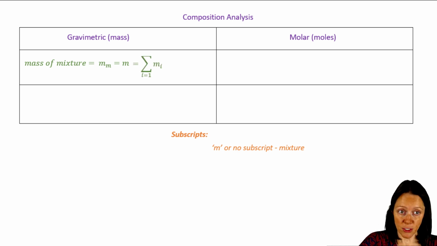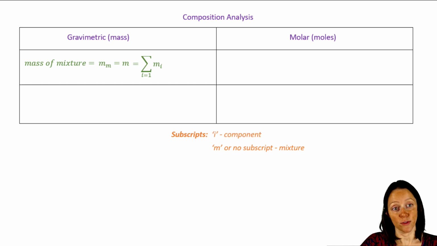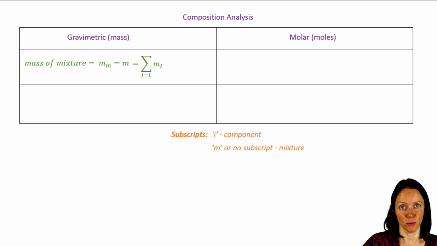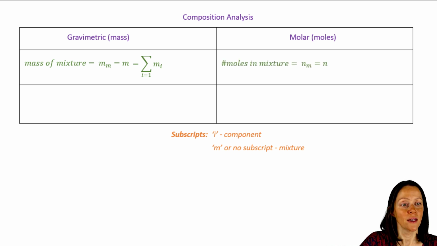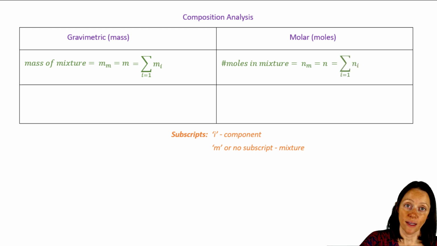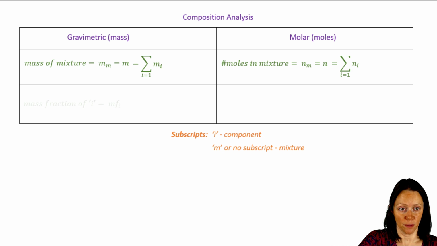So the mass of the mixture is equal to the sum of the masses of each individual component, and you'll see that the subscript i indicates the component. It's just a generic subscript for the component. The number of moles in our mixture is N, and that's equal to the sum of the number of moles of each component in your mixture.